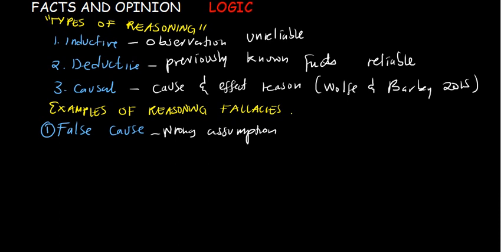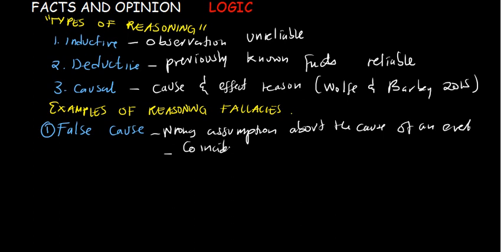A wrong assumption about the cause of an event. Alright, so that is false cause as an example of reasoning fallacies. Now, why do you have this wrong assumption? There is a coincidence between the event and the act. So there is this coincidence.